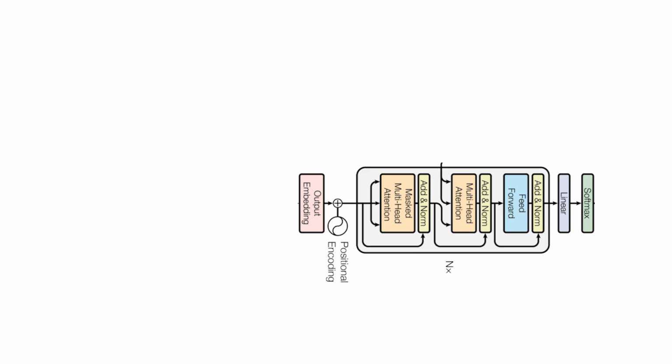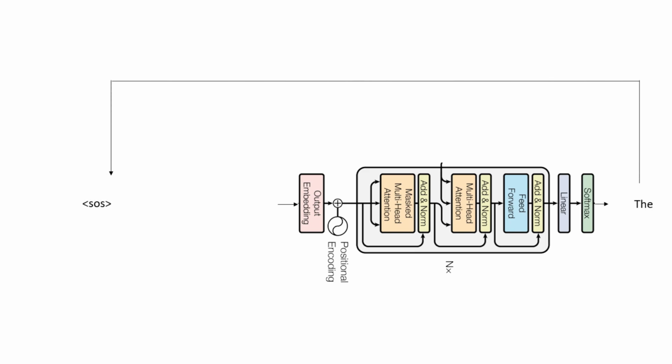During inference, we begin with a small initial sequence of tokens, typically the start of sequence token. We feed this sequence into the decoder, which then predicts the most probable next token. This predicted token is appended to the sequence, and the updated sequence is fed back into the decoder to predict the subsequent token. This process continues until reaching the desired sequence length or until the model generates an end of sequence token.